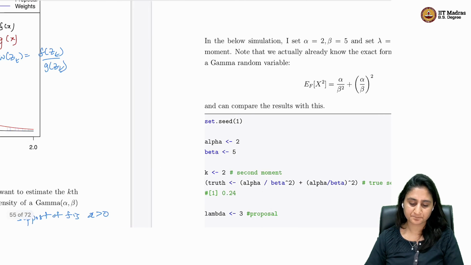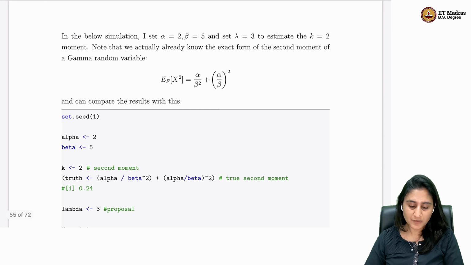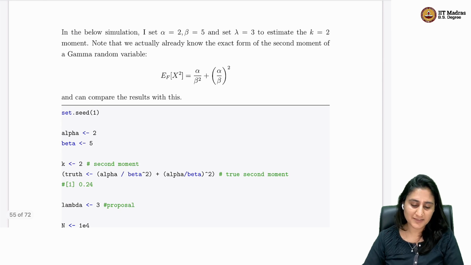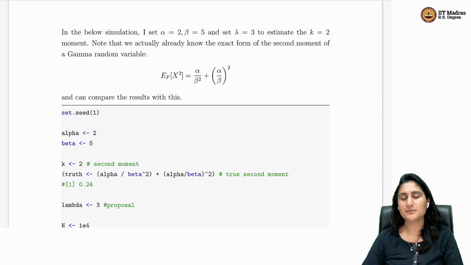In the simulation below, I'm going to set alpha equal to 2, the shape parameter, and beta equal to 5, the rate parameter of my target gamma. And I set lambda equal to 3, the rate parameter in the exponential. What I want to do is estimate the second moment, so k is equal to 2.